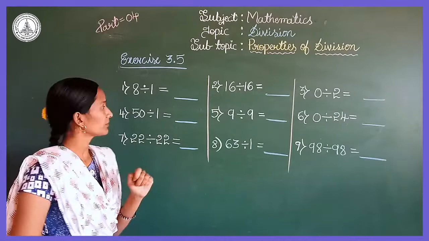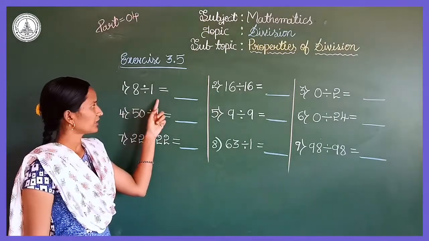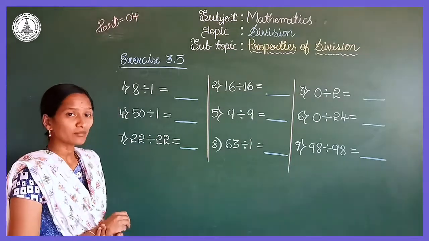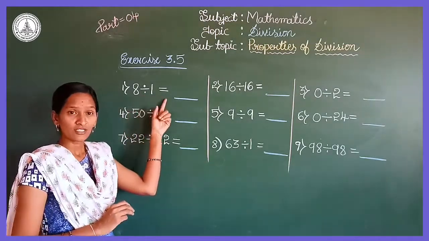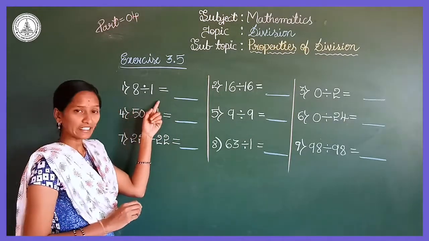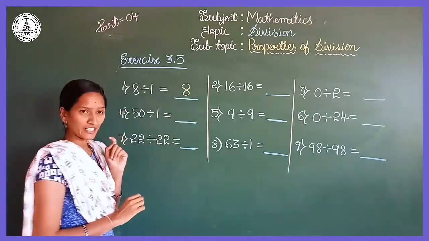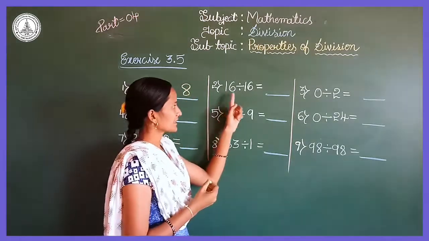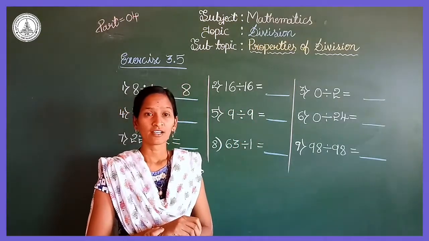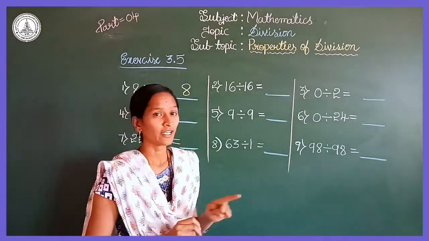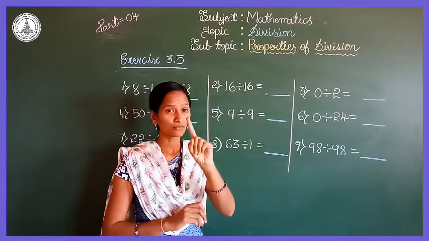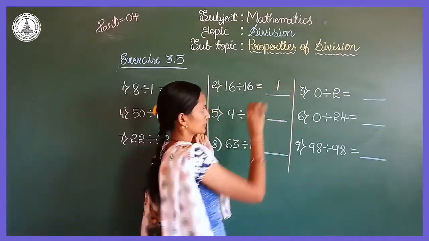The first problem is 8 divided by 1 is equal to dash. Which property is it? Any number divided by 1 gives the same number as the quotient, right? So 8 divided by 1 is 8. Come to the second one. 16 divided by 16 is equal to dash. Which property is it? It is the second property, right? Any number divided by the same number, the quotient is 1. So write down here 1.